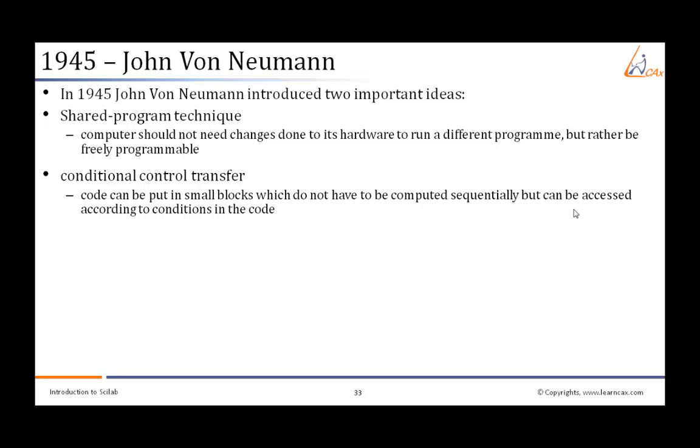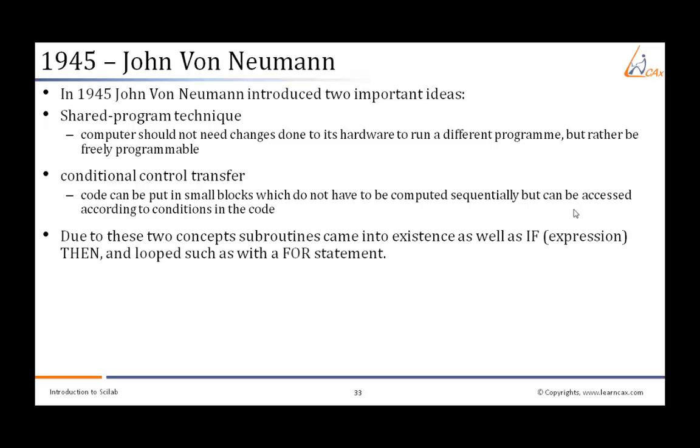Because what was happening till now is that the hardware was changing for every different program or calculation. The second concept that he developed was conditional control transfer, which means that computer code can be put into small blocks which do not have to be computed sequentially but can be accessed according to the conditions in the code. So rather than writing a single chronological code, code can be written in any flexible manner, consisting of small blocks which can be called whenever needed, which can then function on themselves and help the code to go forward.